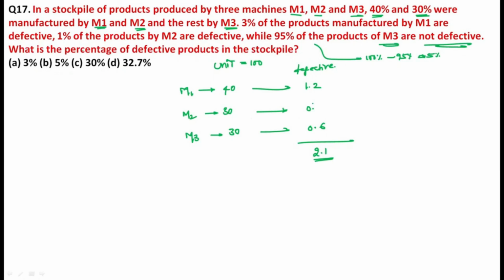Guys, give me a second. 10% of 30 is equal to 3, so 1% is 0.3. Now 5 threes are 15. Sorry, I made a mistake here. So the total value is equal to 3. Now see, out of 100, 3 products are defective. We need to identify the respective percent. So the number of defective products divided by the total products, multiplied by 100, gives you 3.